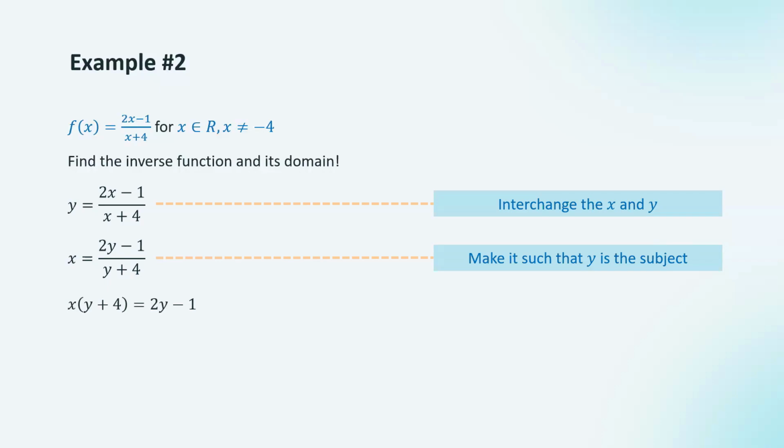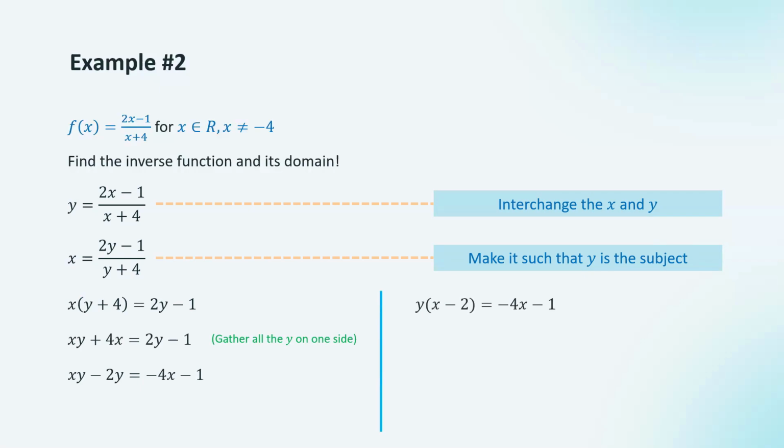And then you can try to expand the left side. After that, you can gather all the y on one side, which will look like this. So xy minus 2y is equal to minus 4x minus 1. Now, next step, you can try to factorize the y, and then you can try to move the x minus 2 into the denominator of the right side, which will look like this. And now we have our inverse function.